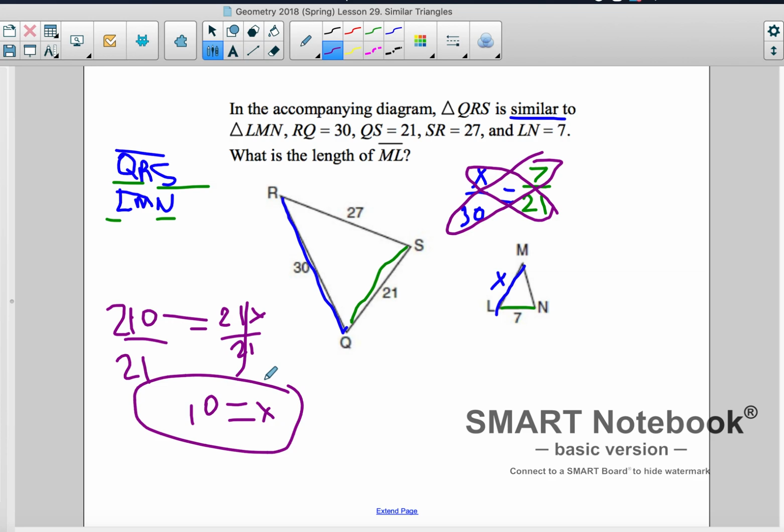10. Okay, so we set the proportion up. We cross multiplied and we got 10. All right, let's take a look at another one.